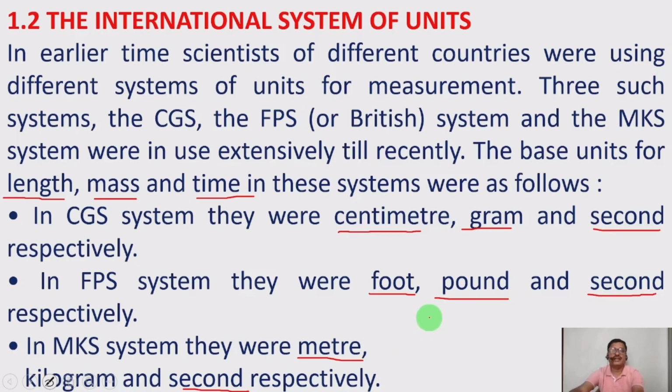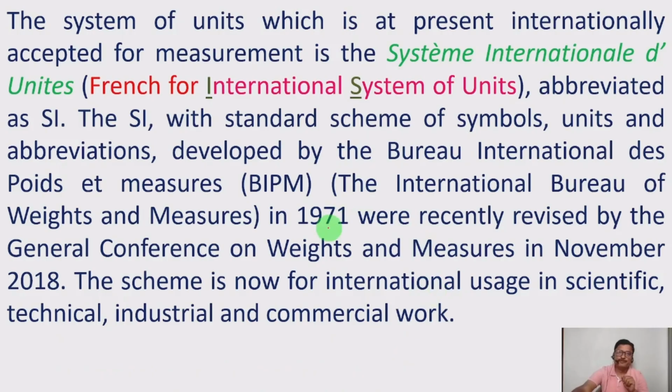Moving further to the International System of Units. The system of units which is at present internationally accepted for measurement is the Système International, which is French for International System of Units. This is the present system we are going to use, and it is abbreviated as SI, S and I.